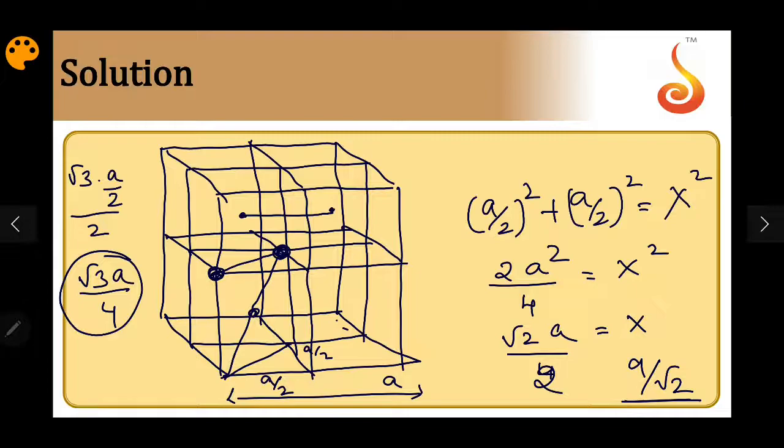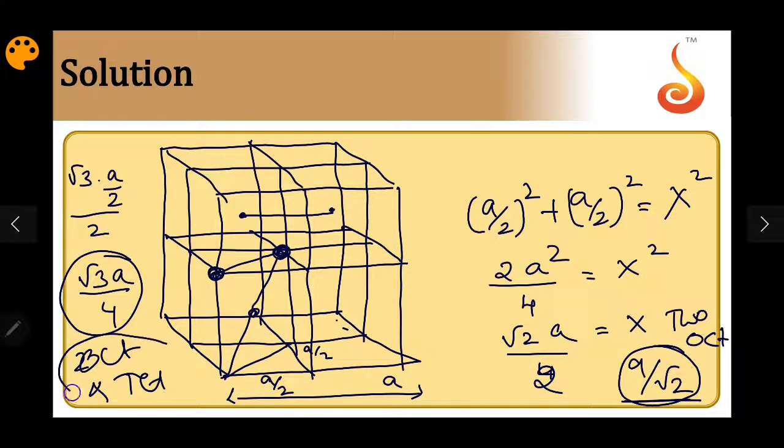So this is also a by 2. So a by 2 for this is for two octahedral voids. This is octahedral and tetrahedral voids, and a by 2 is for two tetrahedral voids. So we'll go through the options.